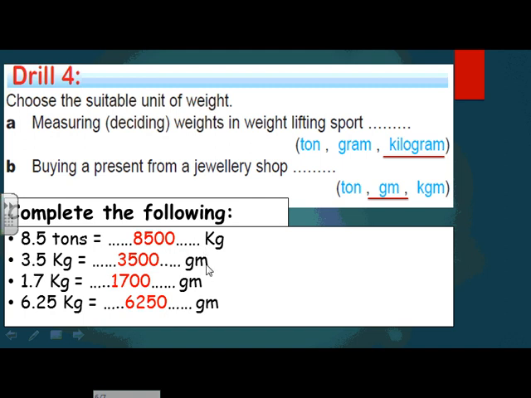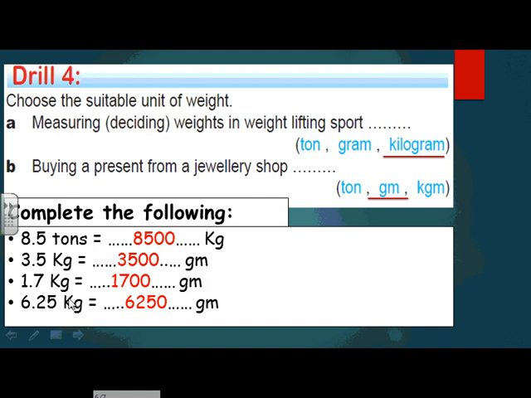Again, changing from kilogram to gram. From big to small, I'm going to multiply times 1,000. Again, I'm going to push my decimal 3 places. So I have 2 empty places, and I'm going to write zeros instead. So it's going to be 3,500 gram. 1.7 kilogram. Changing it to gram, again, changing from big to small, I'm going to multiply times 1,000, so I'm going to push the decimal 3 places, push 1 place, and we have 2 empty places. I'm going to write 0 instead.